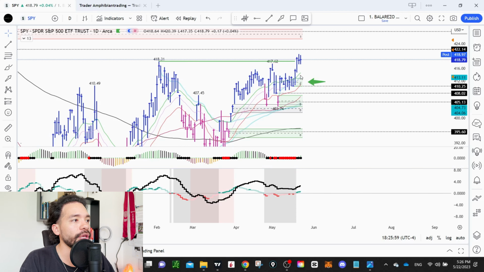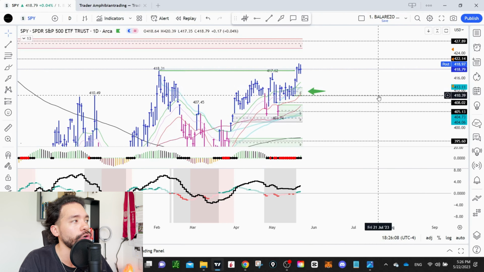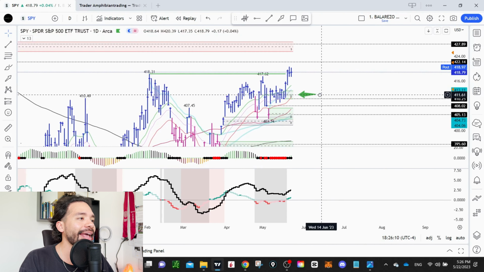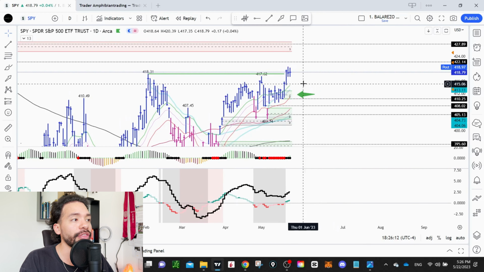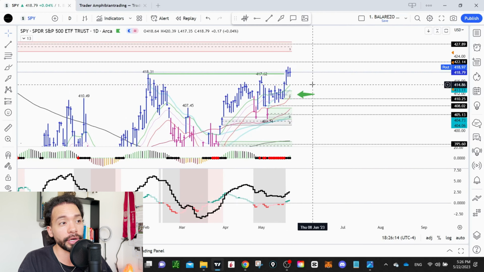So now, where do I want to buy this? You can see right here that we have a level of demand somewhere around 413. So that would be the ideal level to get bullish exposure here in the SPY. But anything into that first level of that 21 exponential moving average wave would also be a great level to buy. So somewhere around 414, 415, I think that would be a great level.